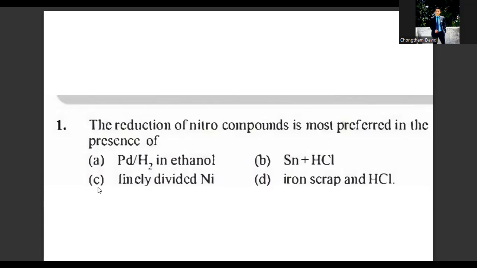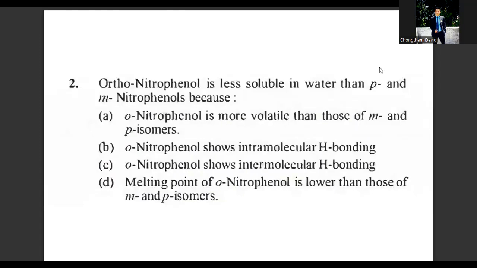Question number two. Orthonitrophenol is less soluble in water than P and M nitrophenol because orthonitrophenol is more volatile than those of M and P isomers. Orthonitrophenol shows intramolecular hydrogen bonding and it shows intermolecular hydrogen bonding. The melting point of orthonitrophenol is lower than those of P and M isomers. So you can draw the structure just to help you understand better the structure of orthonitrophenol.